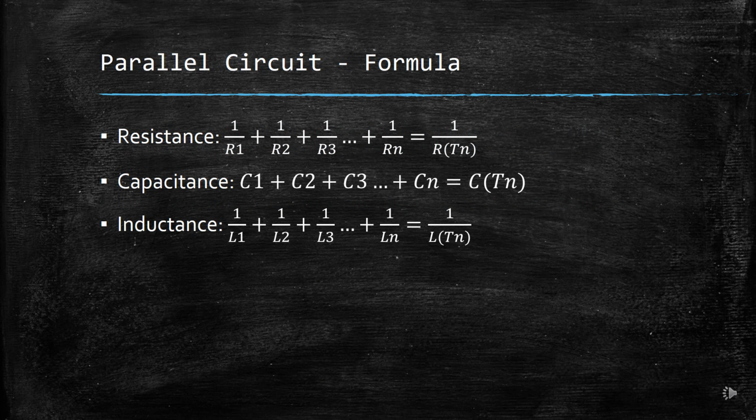Formulas for parallel circuits. To calculate the total resistance in a parallel circuit, just sum the inverse values of the resistors and then inverse the calculated values to achieve the total resistance. To calculate the total capacitance in a parallel circuit, just sum the capacitor values to gather the total value. To calculate the total inductance in a parallel circuit, just sum the inverse values of the inductors and then inverse the calculated value to attain the total inductance.